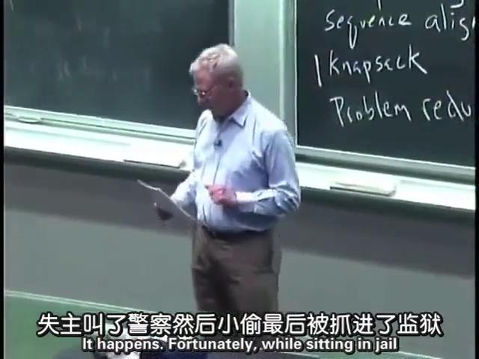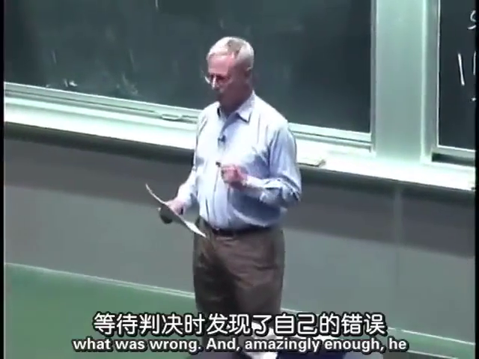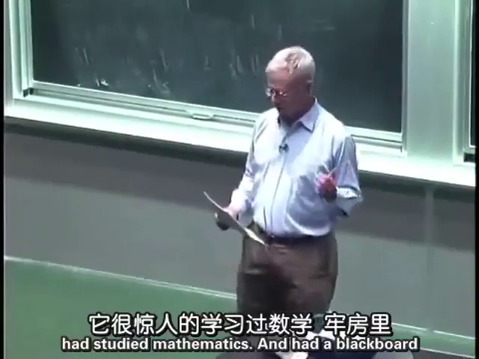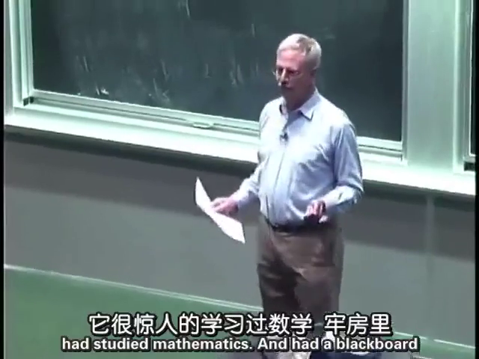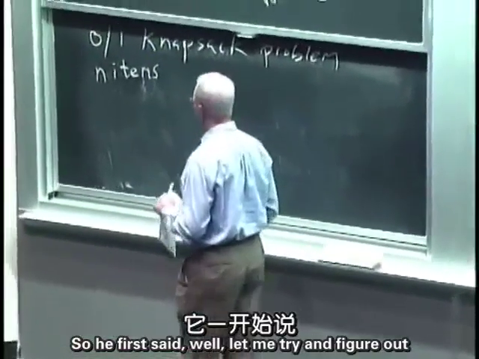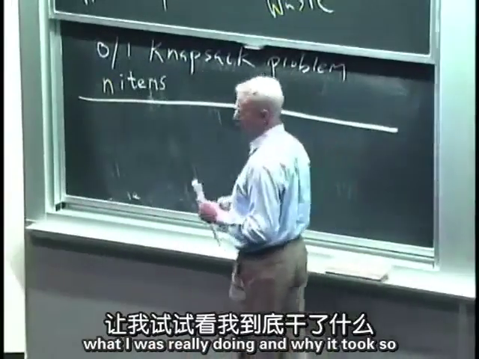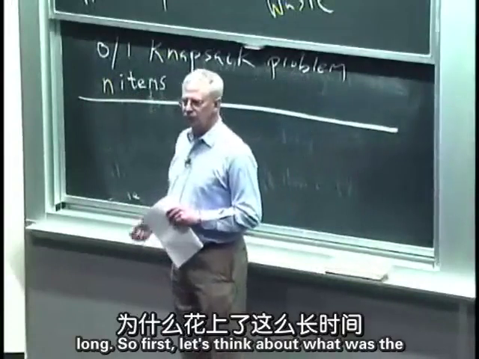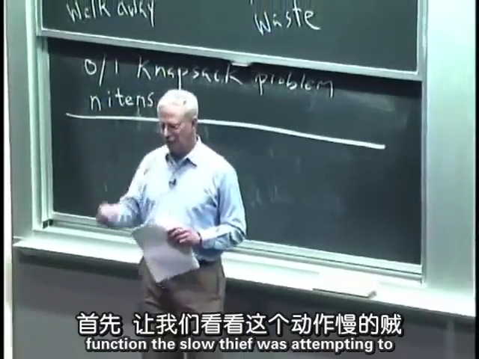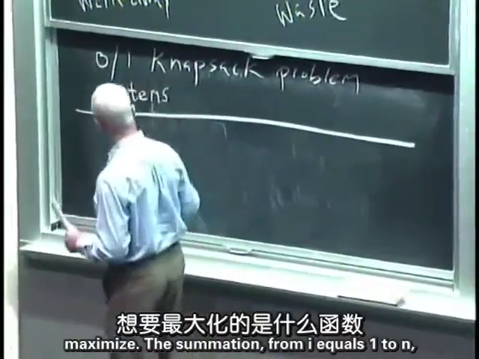Fortunately, while sitting in jail, awaiting trial, the slow thief decided to figure out what was wrong. And amazingly enough, he had studied mathematics and had a blackboard in the cell. So he was able to work it out. He first said, well, let me try and figure out what I was really doing and why it took so long. So first, let's think about what was the function the slow thief was attempting to maximize.